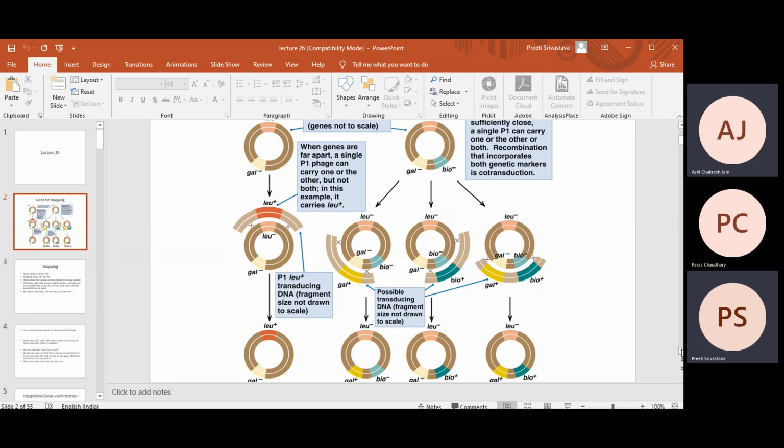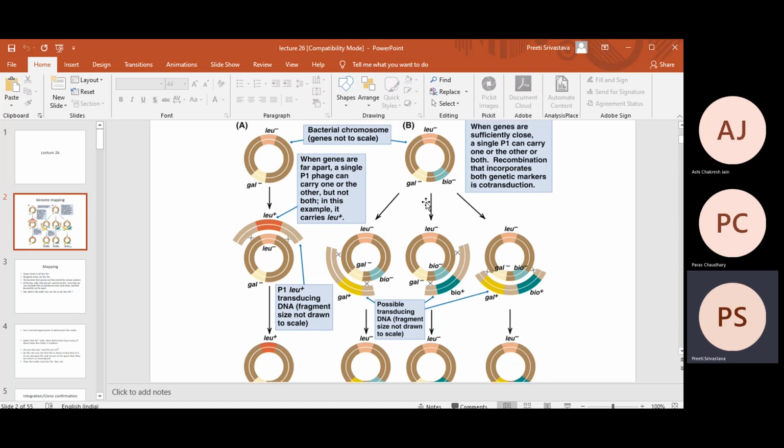Similarly, when we look at figure B, we see that gal and bio are in close proximity. So with P1 transduction, we can get gal plus bio plus, but we cannot get a cell which is gal plus, bio plus and Leu plus, because gal and bio are in close proximity, but Leu is far apart. So by P1 transduction, you can get three types of transductants.